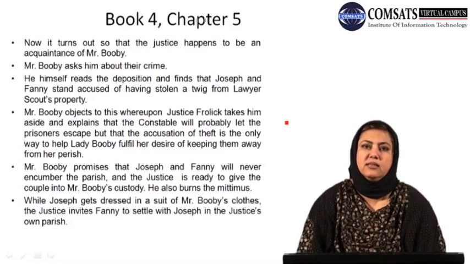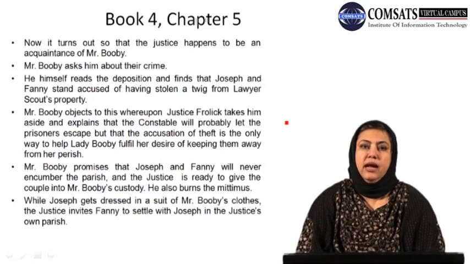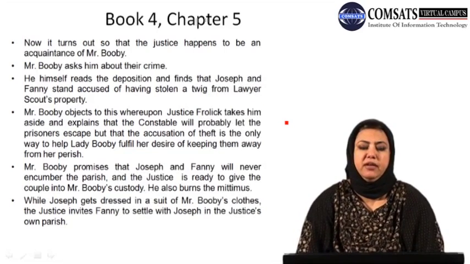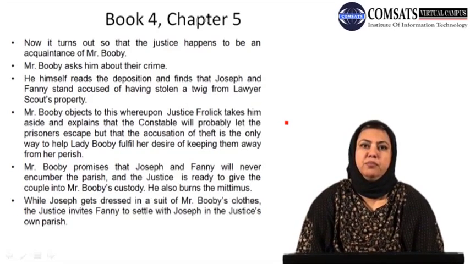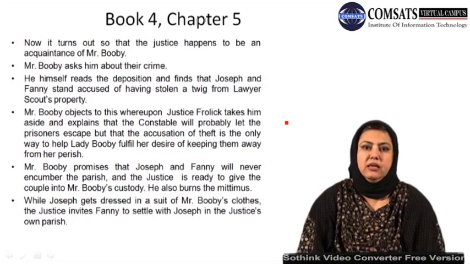Again, what we can notice is the corruption of the whole legal system, where each and every member of this legal system is involved in this corruption, plays his or her role in this corruption, and supports others to exploit it for corruption. Mr. Booby promises that Joseph and Fanny will never encumber the parish, and the justice is ready to give the couple into Mr. Booby's custody. He also burns the mittimus. Again, you can see the play of the power of money.